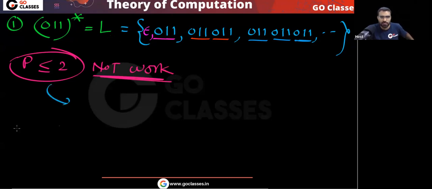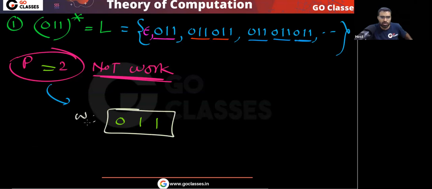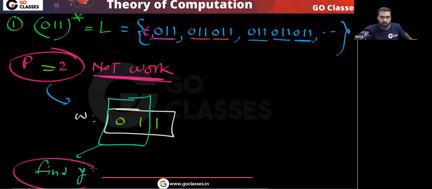Why? What will happen? For p less than or equal to 2, for example, this string will violate. Even if you take p equal to 2, this is your string. In this area you will find y. So tell me, how many y's are possible? What are the possibilities for y in this area?